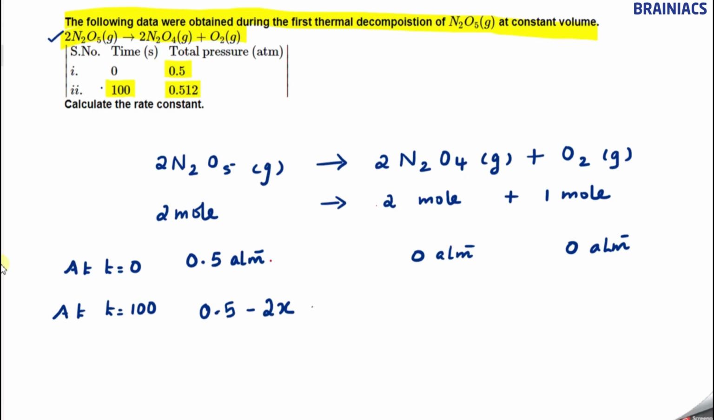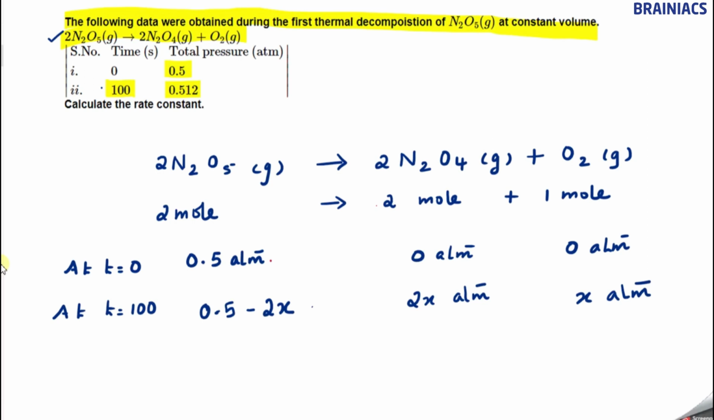Okay, so if 2x is decreased here, then 2x atmosphere pressure is increased due to N2O4, because 2 moles of N2O4 are formed. Due to those 2 moles of N2O4, 2x atmosphere will be there in the reaction medium, and 1 mole of O2 means here it will become x atmosphere, correct. So we got this equation.